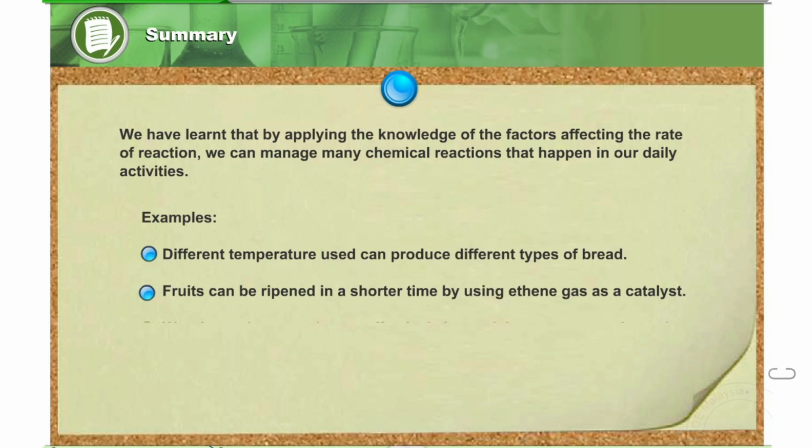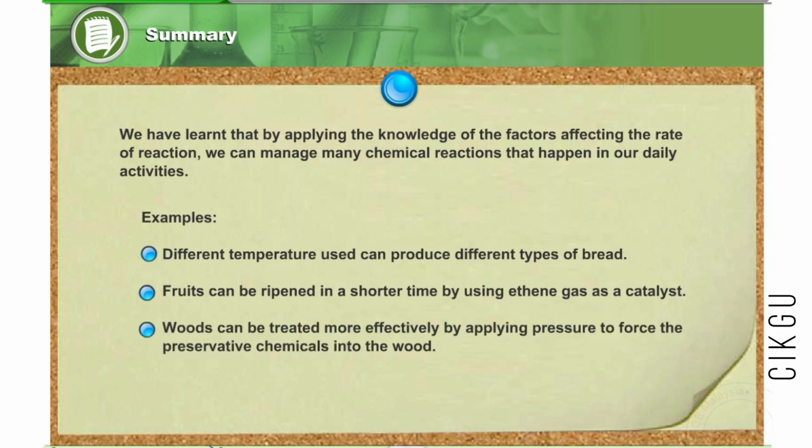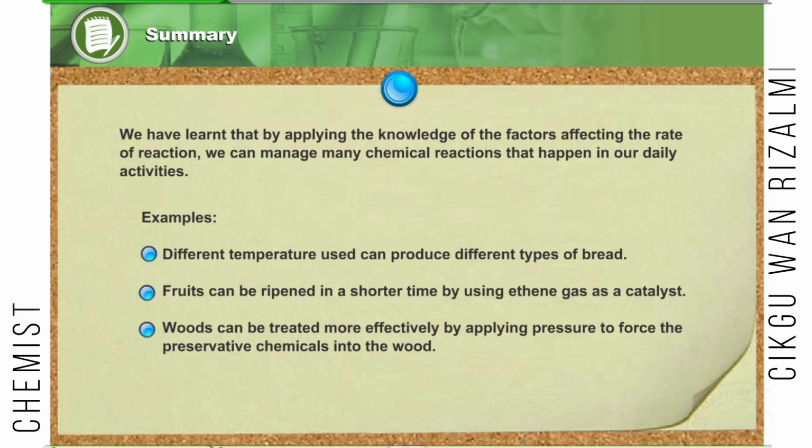Fruits can be ripened in a shorter time by using ethane gas as a catalyst. Woods can be treated more effectively by applying pressure to force the preservative chemicals into the wood. By applying the knowledge of the factors affecting the rate of reaction, we can also predict the consequences of a particular reaction and make relevant decisions using a structured problem-solving approach.